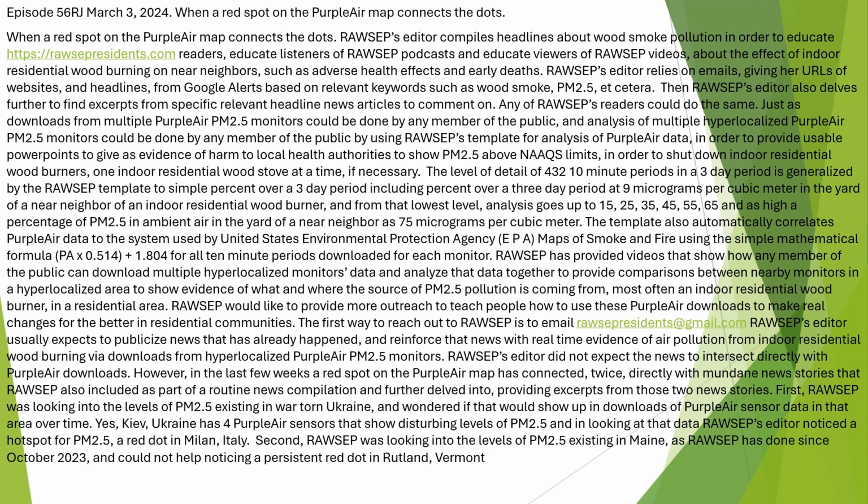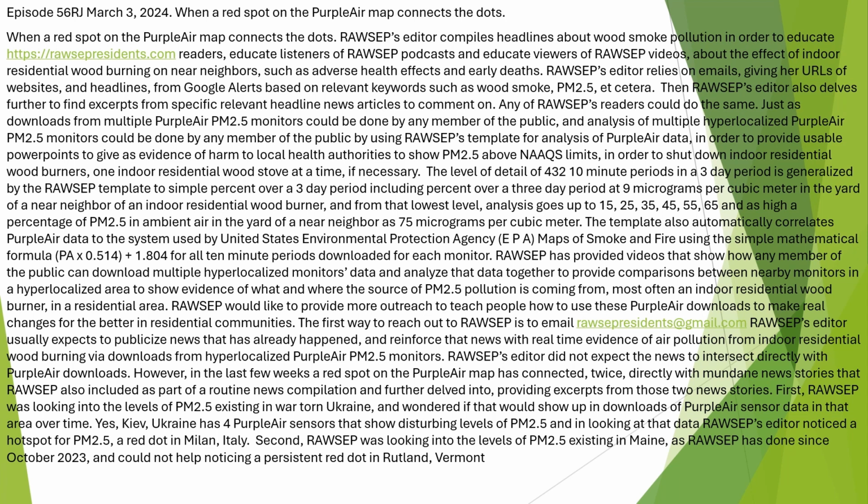to simple % over a 3-day period including % over a 3-day period at 9 micrograms per cubic meter in the yard of a near neighbor of an indoor residential wood burner, and from that lowest level, analysis goes up to 15, 25, 35, 45, 55, 65, and as high a percentage of PM 2.5 in ambient air in the yard of a near neighbor as 75 micrograms per cubic meter.